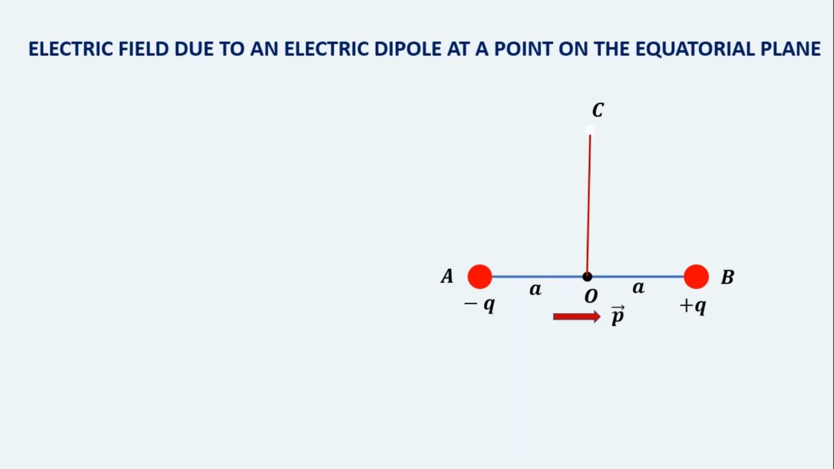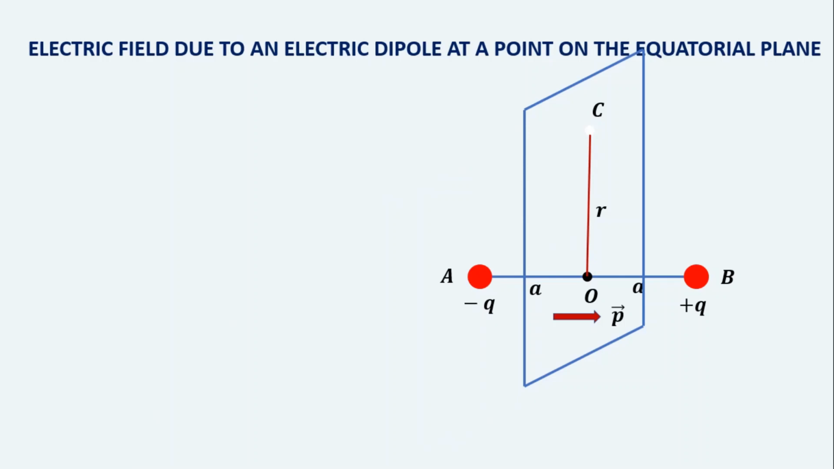I call it C. This is at a distance r. So there is a plane which is perpendicular to the axial line and passing through this point, which is called the equatorial plane. Any point on this equatorial plane is at equal distance from minus q and plus q, which is equal to root of r square plus a square.